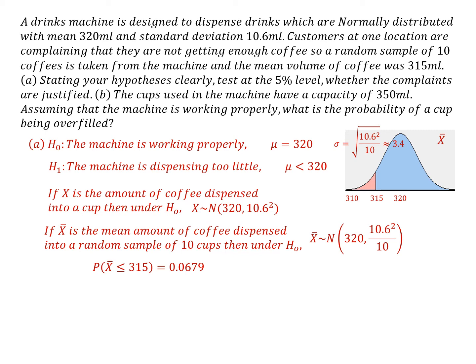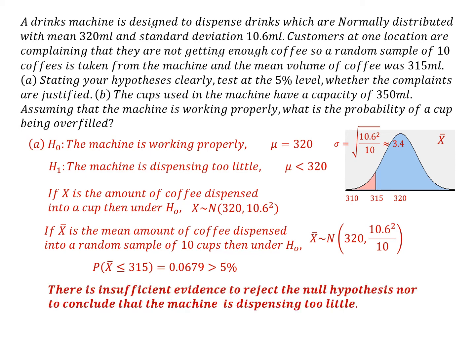But how small does it need to be for us to reject the null hypothesis? Well, that's the answer there, 5%. It's not small enough. It's bigger than 5% or 0.05. So we haven't got enough evidence to reject the null hypothesis. And so we haven't got enough evidence either to conclude that the machine is dispensing too little coffee. So that's the hypothesis test completed for part A.